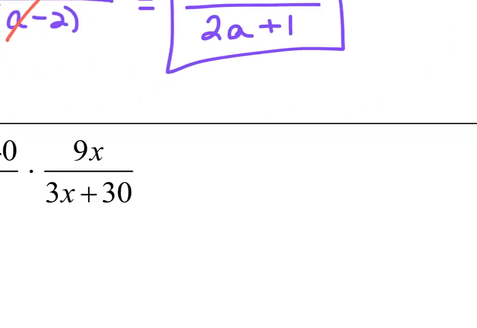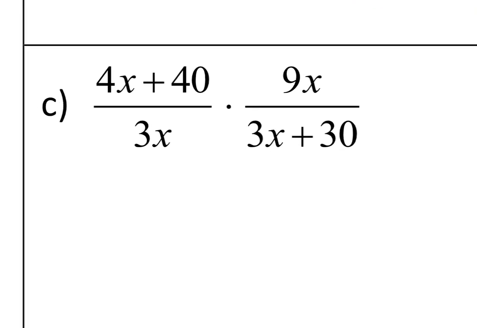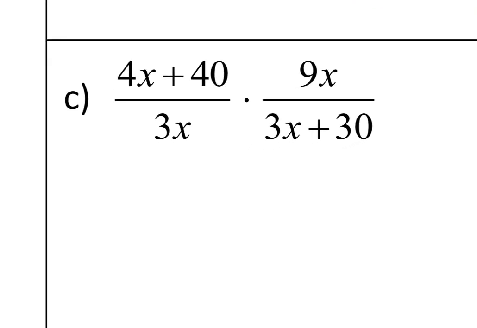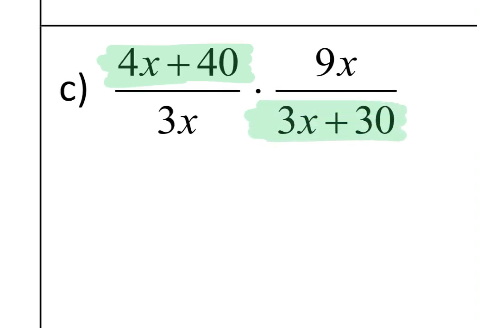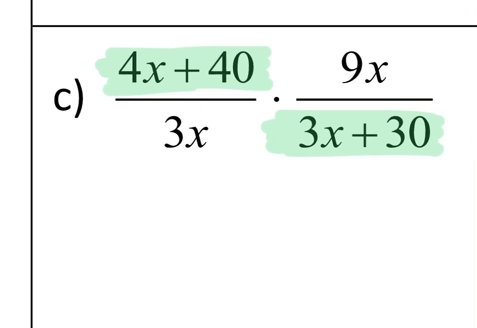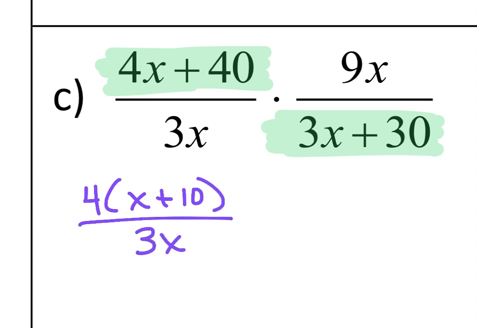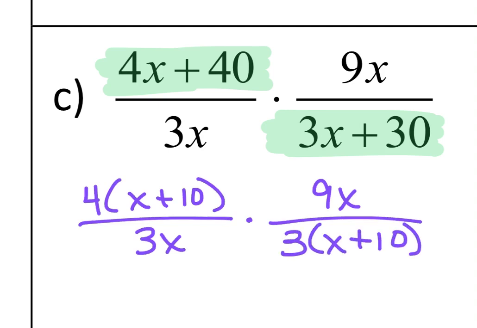In letter C, it's a multiplication problem, and in letter C, I see that I have a GCF in one numerator and another GCF in one denominator. So I'm going to just factor out those GCFs. So I've got 4 times x plus 10 all over 3x times 9x over 3 times x plus 10.